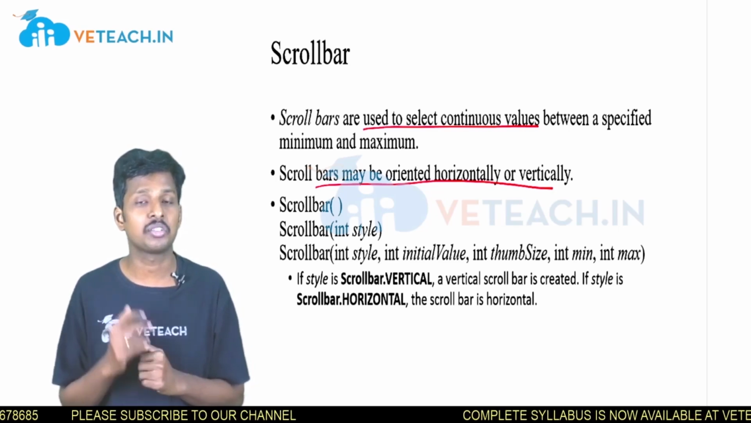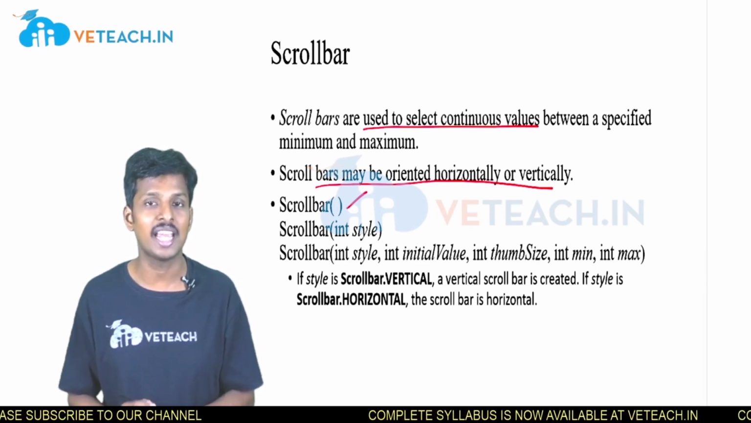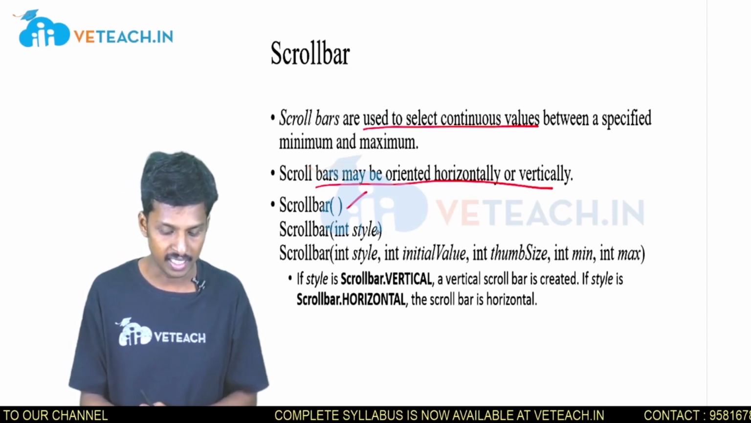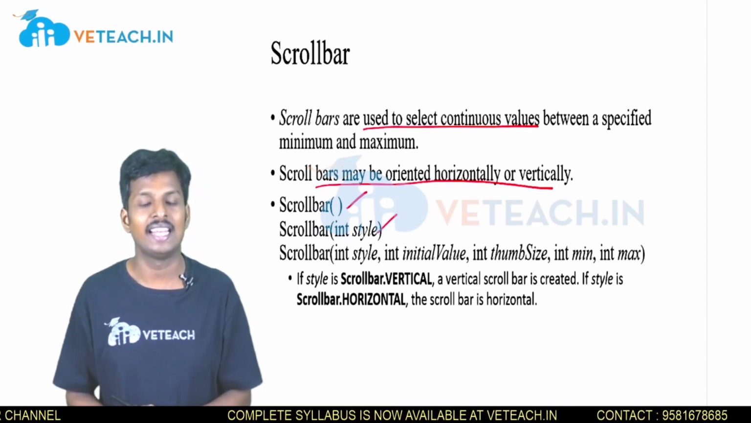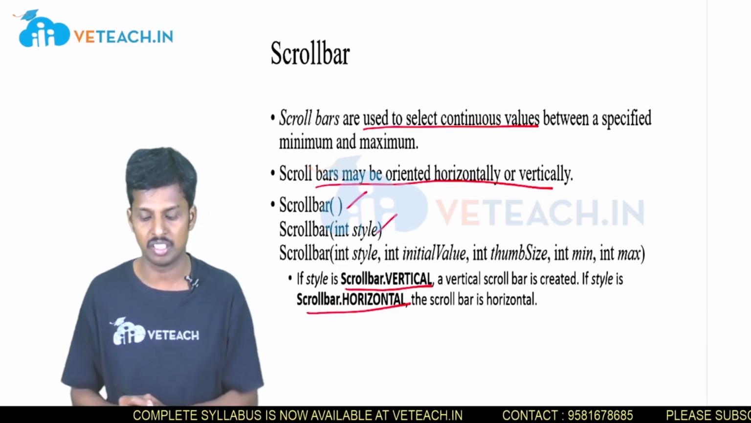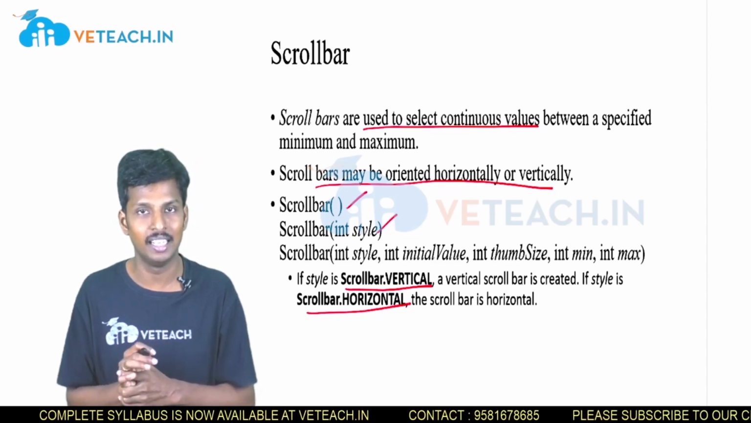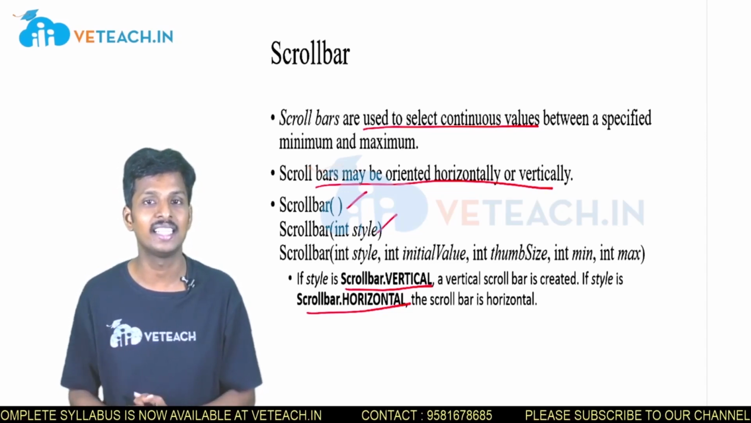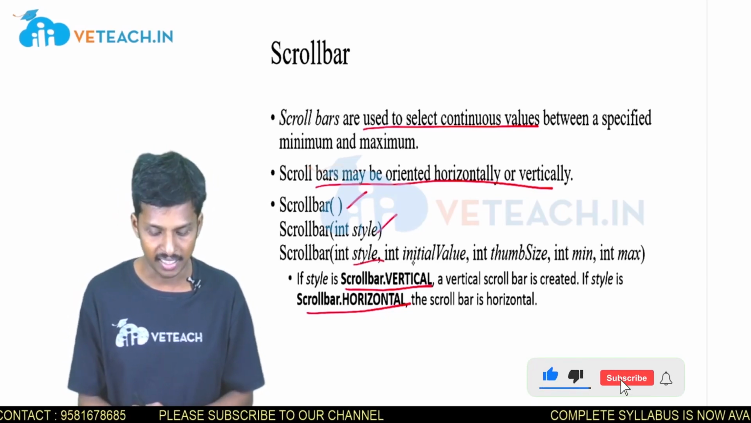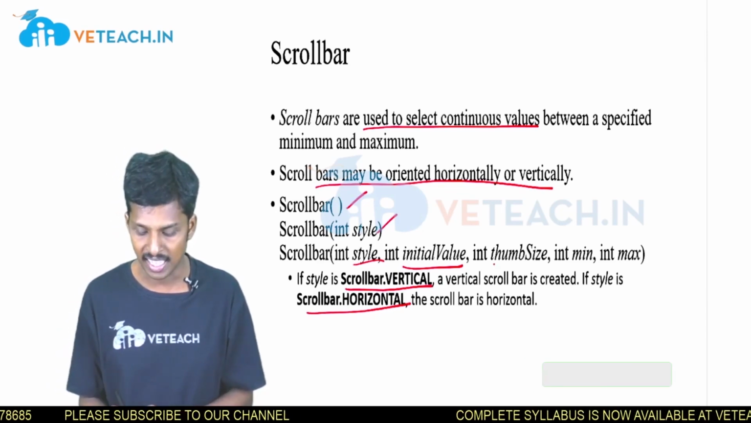The different constructors of the scroll bar are: the first one is scroll bar without any arguments, which means that according to the requirement the scroll bars automatically get populated. Then scroll bar of int style. The style value can be scroll bar dot vertical or scroll bar dot horizontal. Based on the value that we pass here, those scroll bars are displayed inside the applet window. The third constructor takes the style first, then the initial value, where the initial value of the scroll bar has to be present, and then the thumb size.